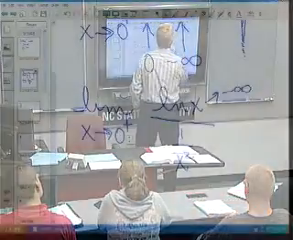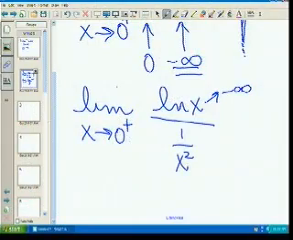Negative infinity up here, we already saw that. And this approaches positive infinity. It doesn't really matter which version of infinity. It's infinitely large in magnitude. That's what matters. So we do have infinity over infinity. So we can use L'Hopital's rule.